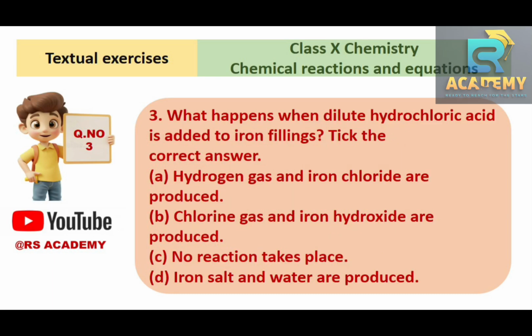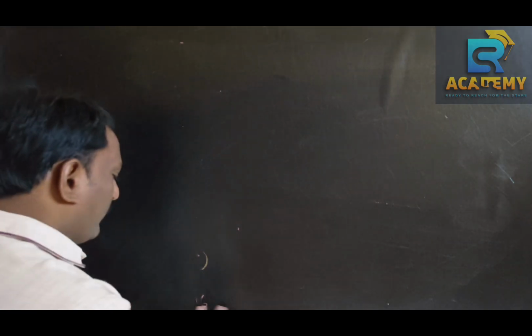Question number 3. What happens when dilute hydrochloric acid is added to iron filings? Choose the correct answer. A. Hydrogen gas and iron chloride are produced. B. Chlorine gas and iron hydroxide are produced. C. No reaction takes place. D. Iron, salt, and water are produced. According to the given question, the reaction occurs between iron filings and hydrochloric acid.